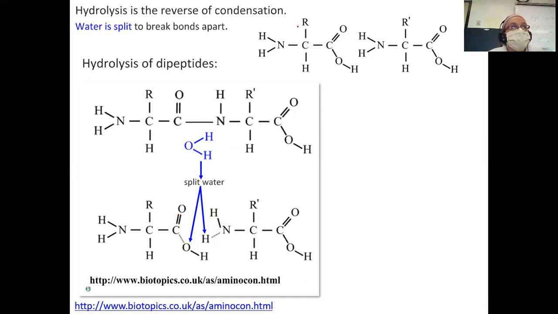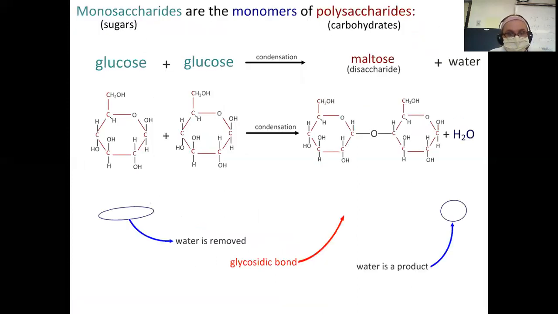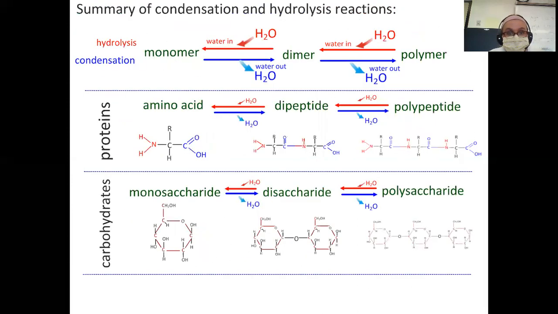If you see a problem like this, don't let this little thing freak you out. That's R prime. That's just denoting that here's an R group and here's a second R group. We're not identifying which one it is. That's all that is. Okay, I'm going to skip over the monosaccharides.